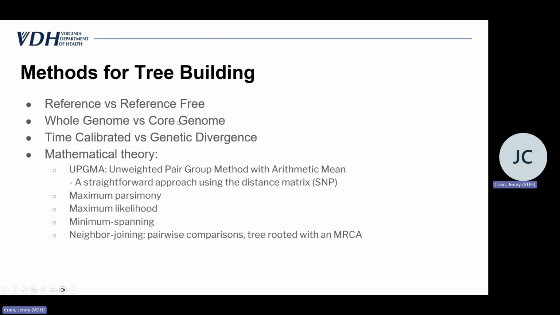We already mentioned core genome versus whole genome. Again, the point here is just that you don't want to compare apples and oranges. You want to compare core genome MLST results with other core genome MLST results. You don't want to mix and match. And then in terms of methods for tree building, we mentioned that there can be time calibrated trees or temporal trees, where the x-axis really denotes time and shows genetic relatedness between the isolates over a time scale, versus genetic divergence, where we really are showing how they are related based on their single nucleotide polymorphism differences.